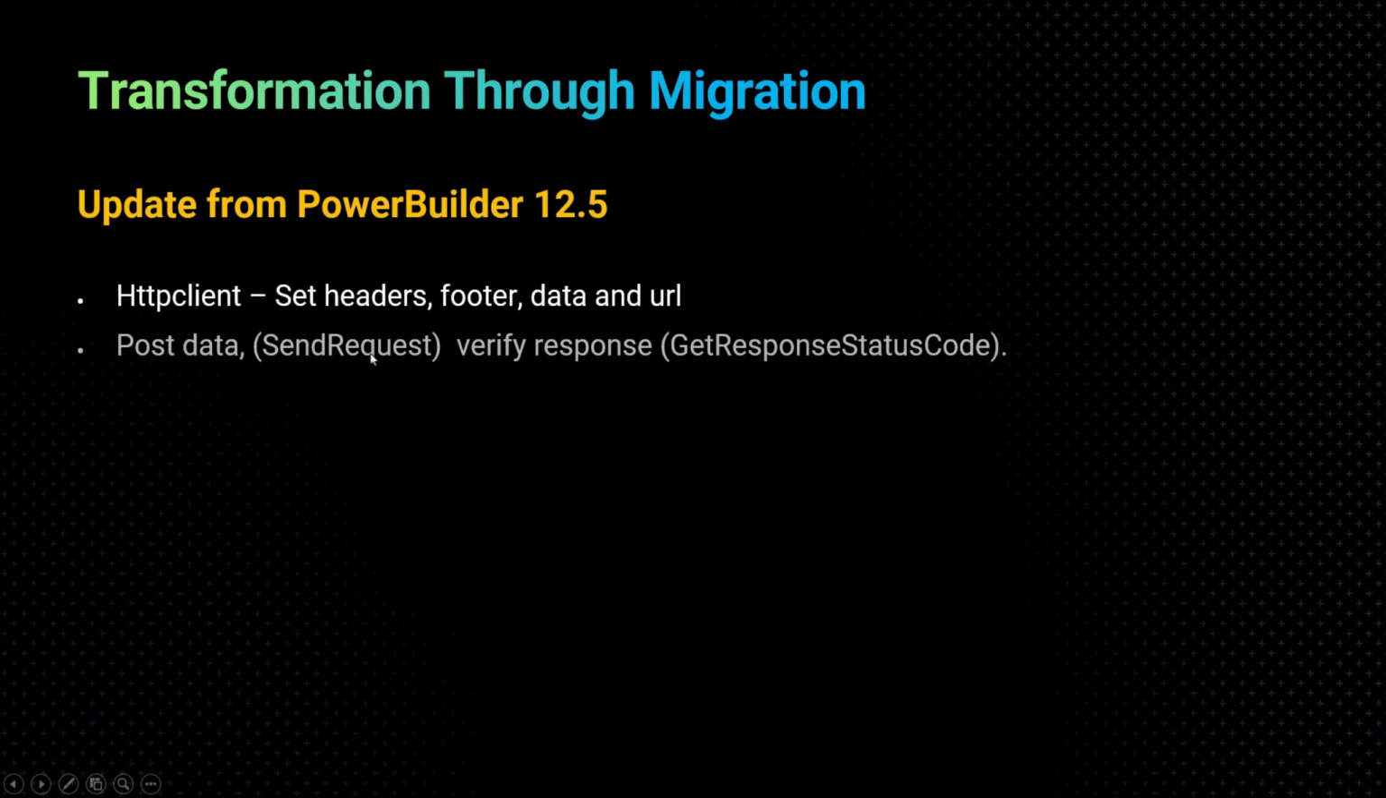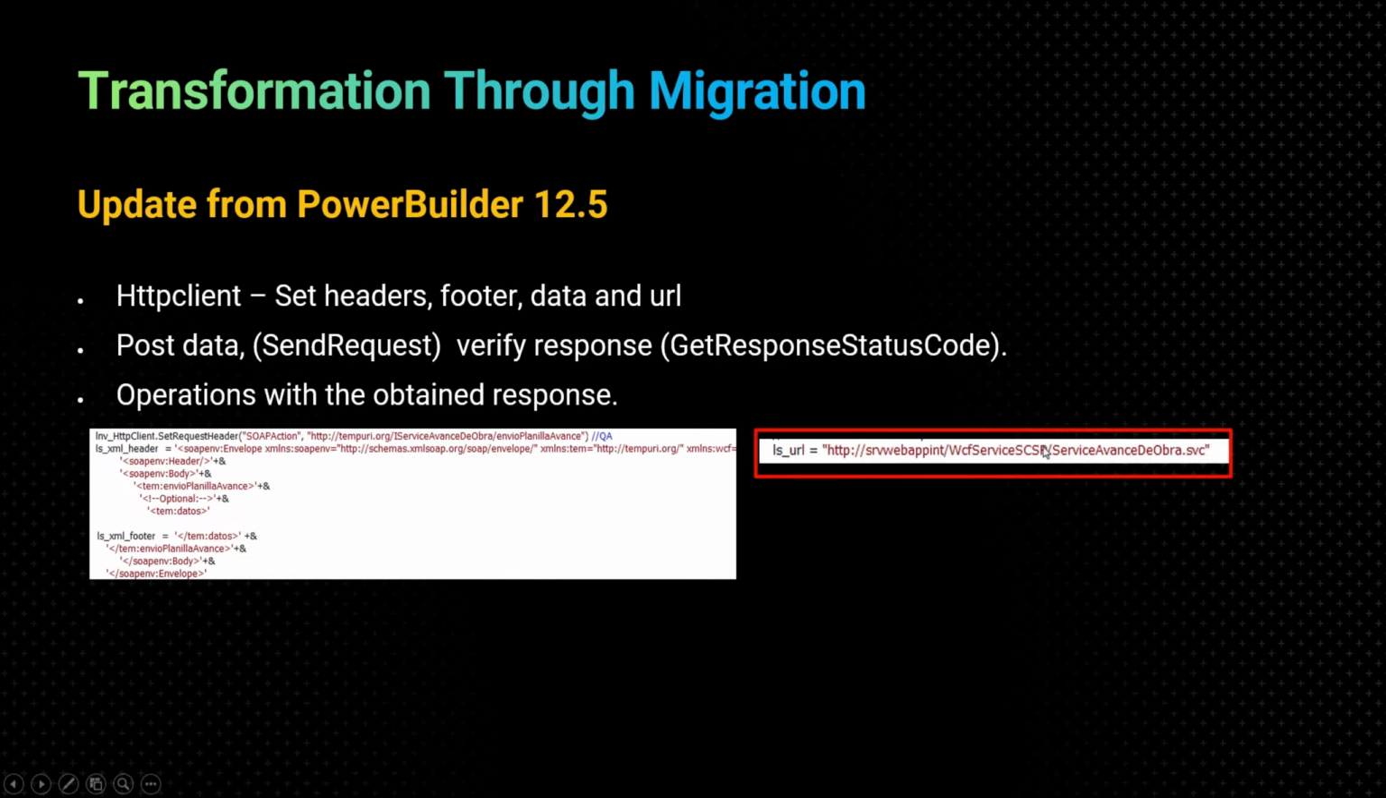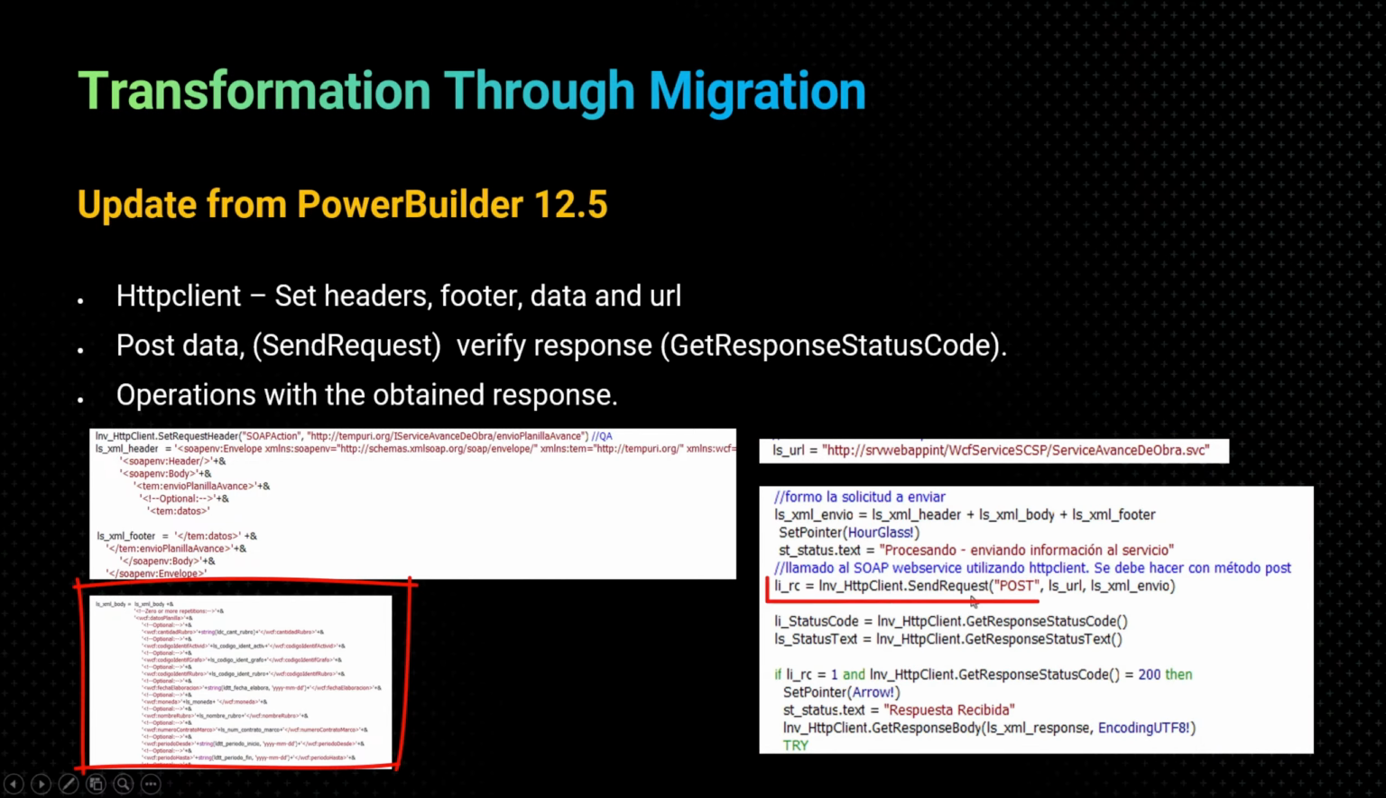Okay, now in the HTTP client object we set the headers, footer data, and the URL. Post data using SendRequest and verify the response with GetResponseStatusCode. In addition, we perform operations with the obtained response. So as you can see here, we set the header and we put in a variable all the information that we got from the web service, and also we set another variable for the footer. We set a variable for the URL and keep all the information that we send to the web service.